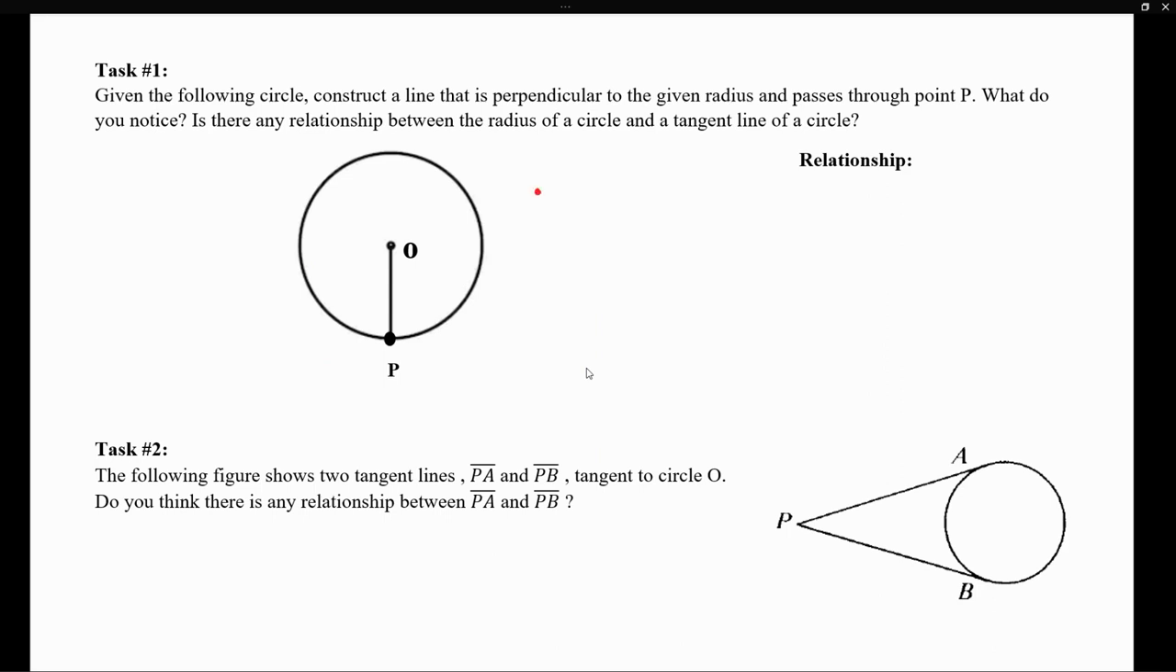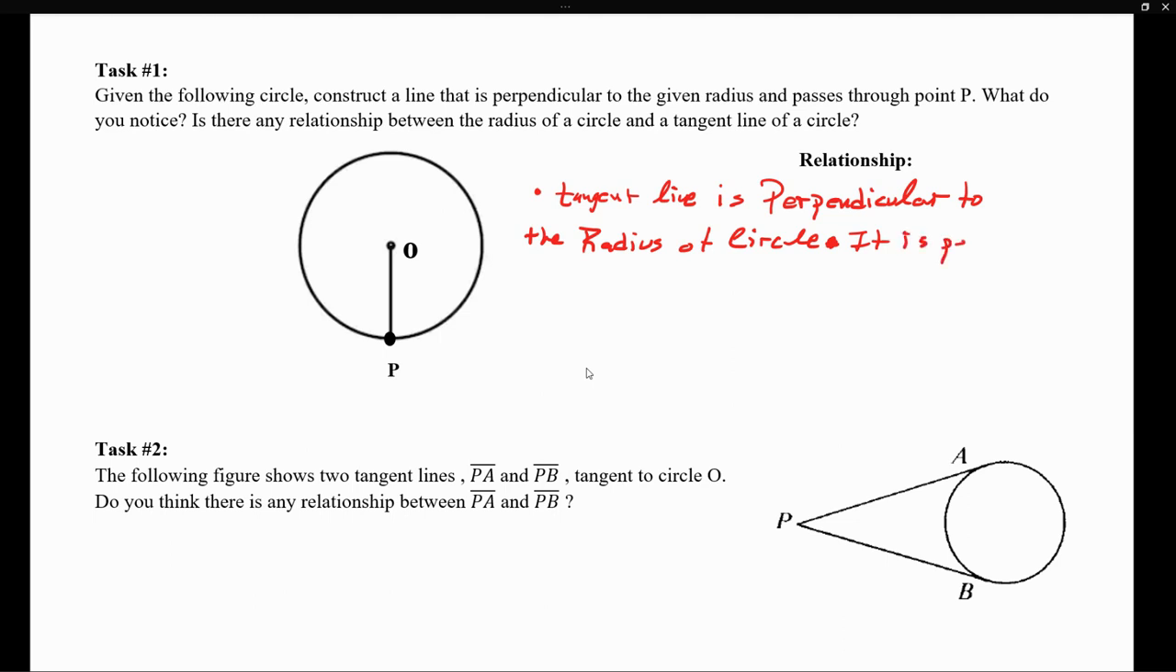So here we have our relationship. The relationship is that the tangent line is perpendicular to the radius of the circle. And where is it perpendicular? It is perpendicular at the point of intersection.